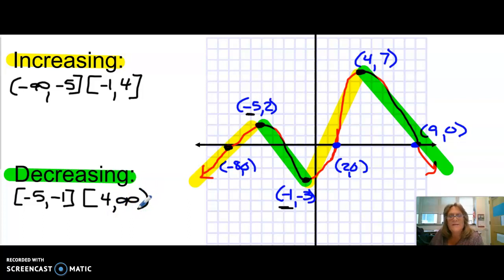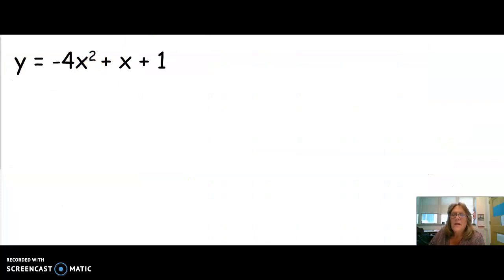Okay? So if it has a positive slope, it's increasing. Negative slope, it's decreasing. And I didn't look at any of these y values. I only paid attention to my x values, my x coordinates. Okay? If we have an equation like this, let's look at it graphed in Desmos.